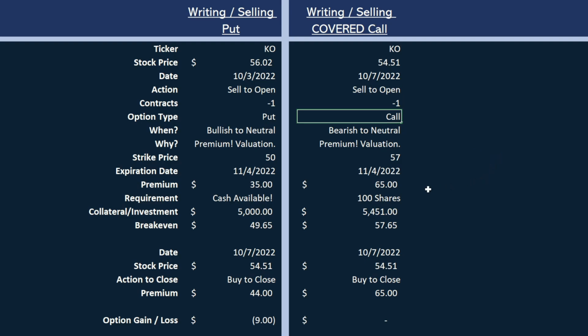As we get started with this, in order to buy 100 shares of Coke at this current price, it would cost you $5,451. And that would give us a break even of $57.65. And this is another one that kind of gets people a little bit confused. So where we get this number is that $57 plus the $65, which on a per share basis is 65 cents. So that gives us $57.65. And if you compare that to not selling the call, our break even would be the same as just holding those shares at $57.65.